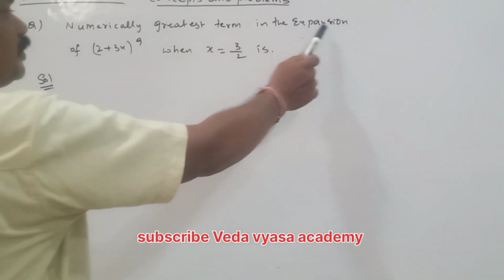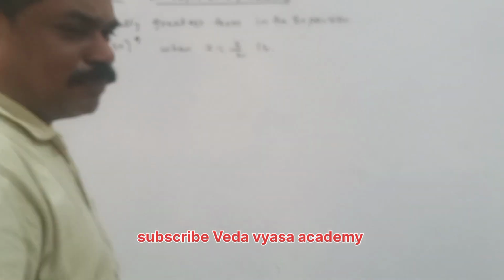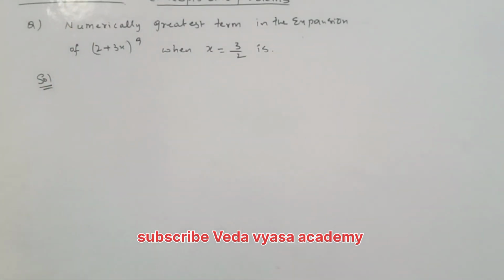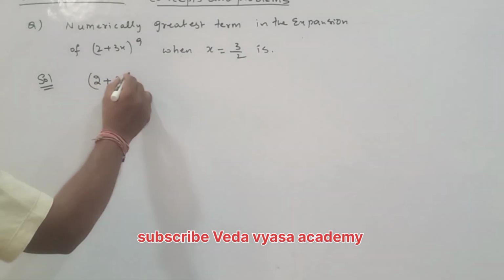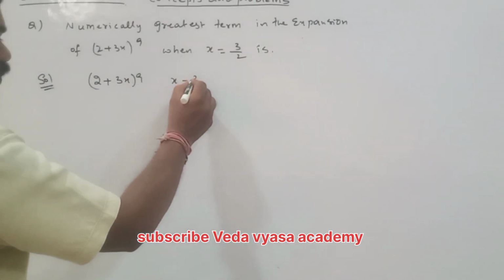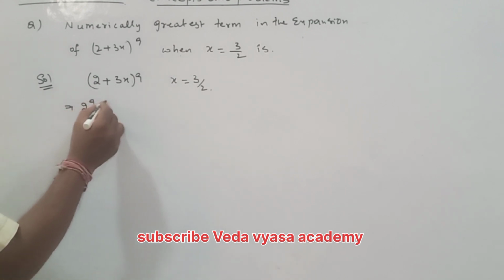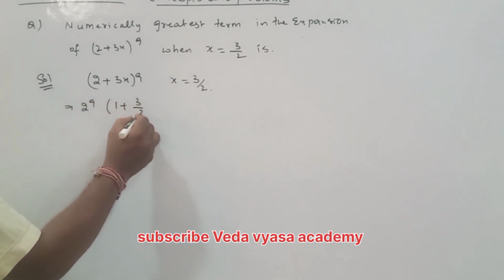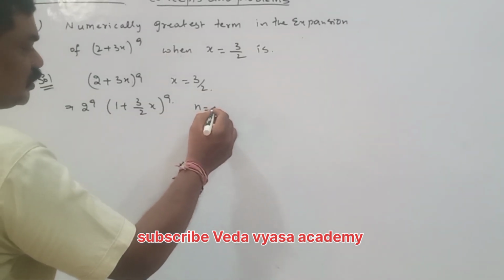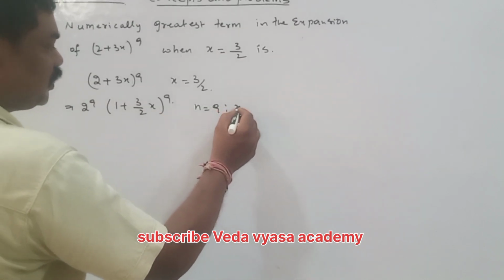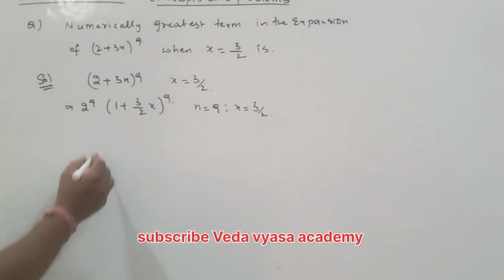Numerically greatest term in the expansion of (2 plus 3x) whole power 9 when x is equal to 3 by 2. We have to find the numerically greatest term. Here what is the given expression? (2 plus 3x) whole power 9 when x is equal to 3 by 2. This can be written as 2 power 9 of (1 plus 3 by 2 x) whole power 9. Here n is equal to 9 and x is equal to 3 by 2. So here what is the p value?